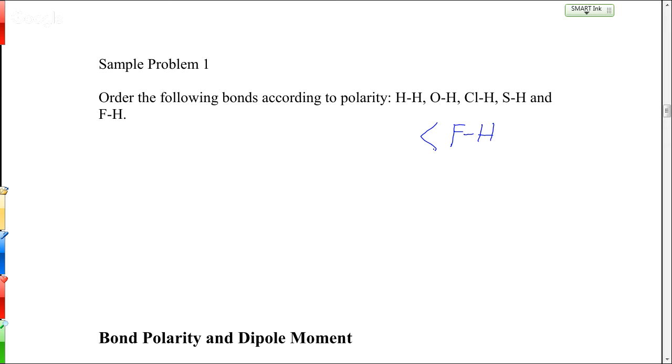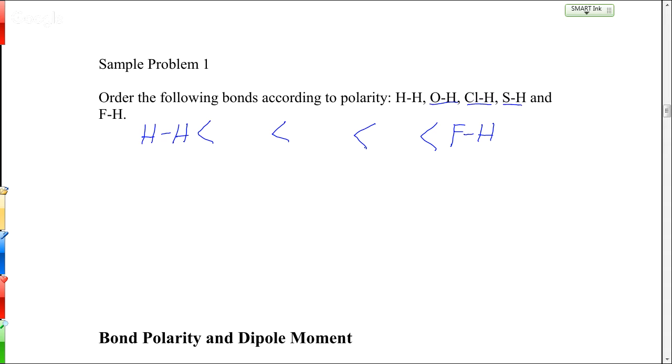Anybody pretty sure about which one is going to be the least polar? Yeah, hydrogen has got to be the least polar because it's 0. There can't be any polarity when you've got two of the same thing. The electrons are not going to be going to one side or the other. All right, so now we've got 3 more spots to figure out.